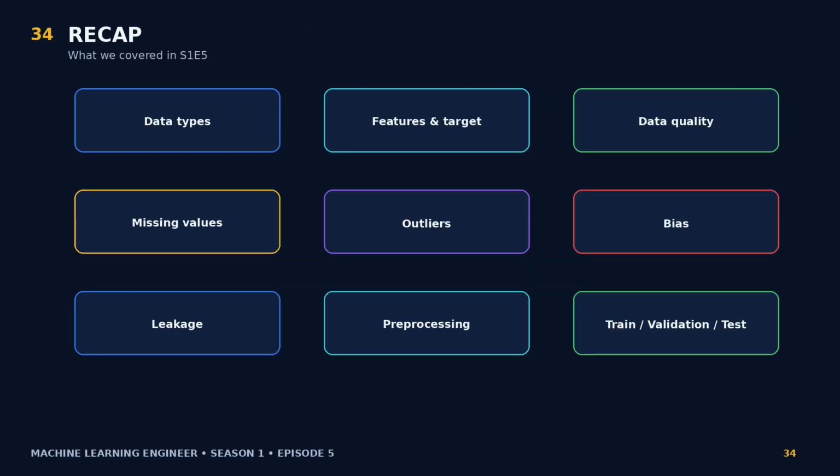Let's recap. We learned about different types of data, features, and targets, structured and unstructured data, data quality, missing values, outliers, duplicates, bias, sampling, and data leakage. We also looked at preprocessing, feature scaling, and how data is divided for training, validation, and testing.